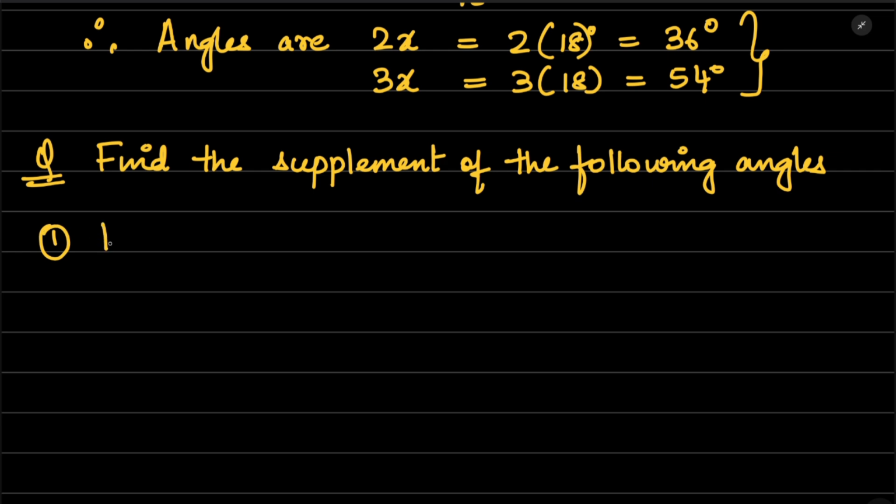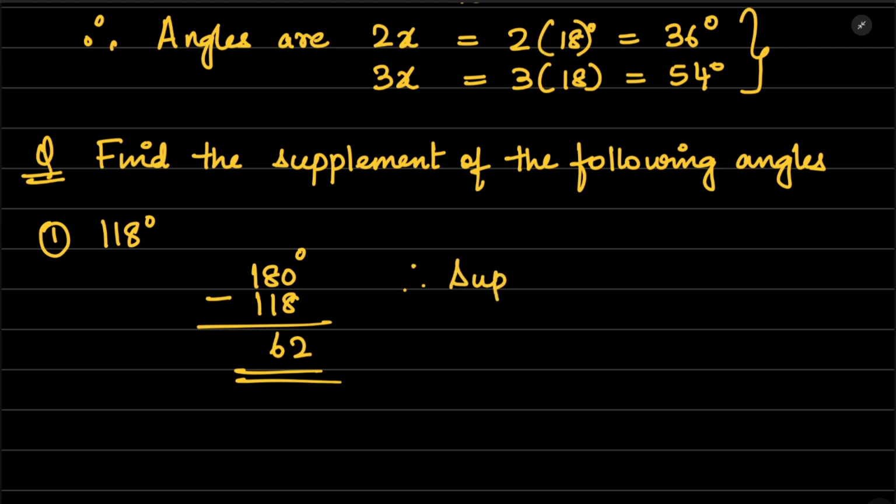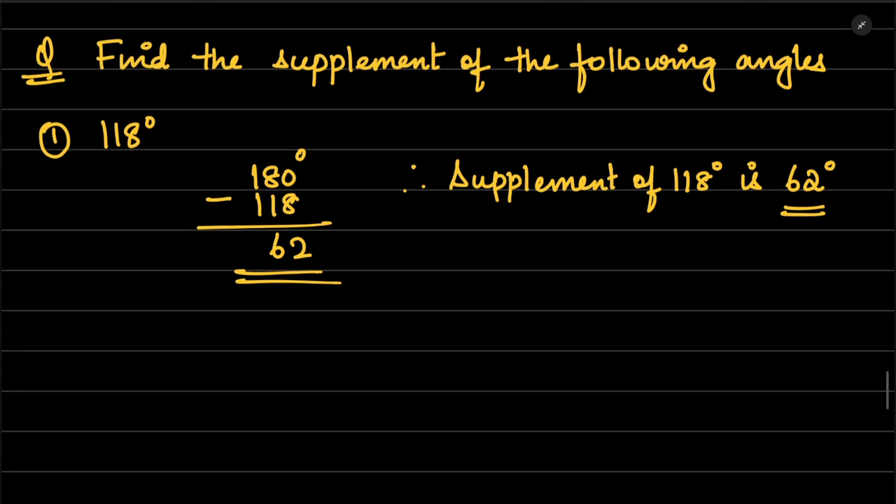The first question is 118 degree. So how will you do? The supplement will always be 180 minus the given angle. So 62 degree. Therefore the supplement of 118 is 62 degree. Because you know the sum of the angles will always be 180. So if one angle is given, you can do 180 minus the given angle.